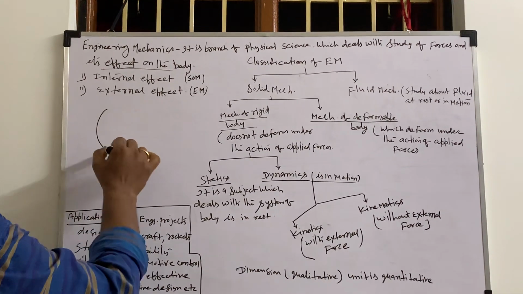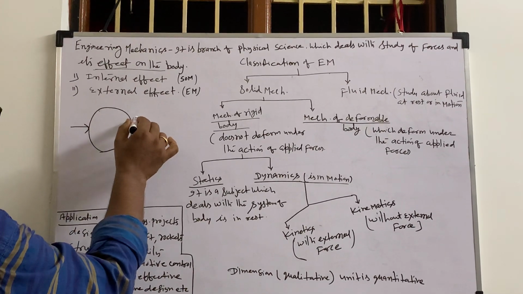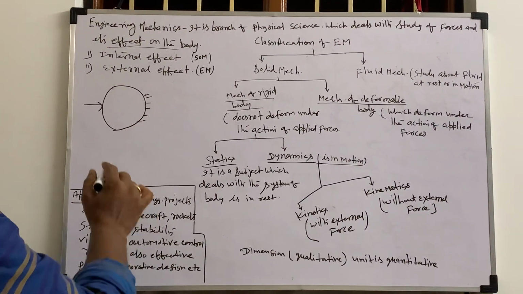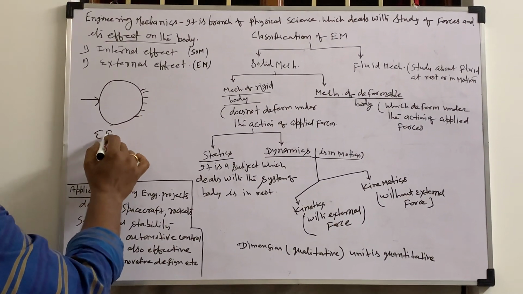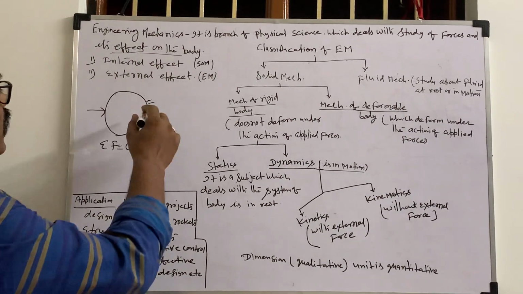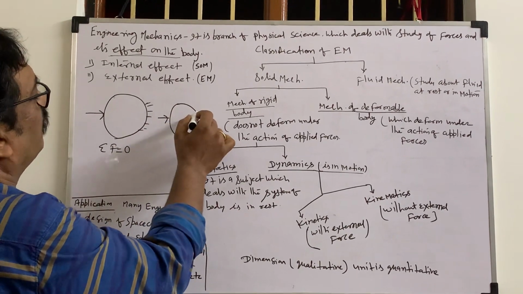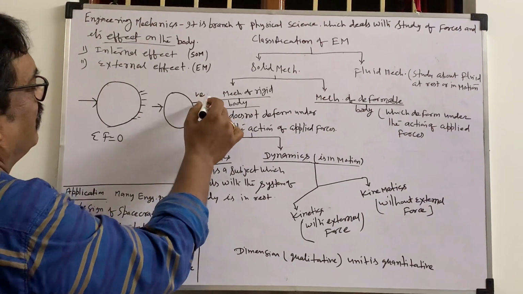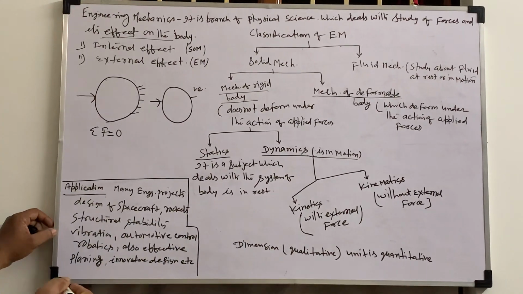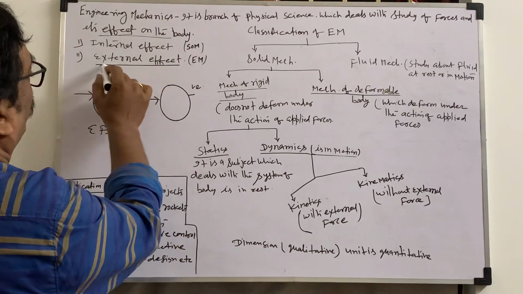Suppose one block is there. We are applying the force and we are providing the support. So what will happen? The body will be in static condition. Here total force will be zero. If we remove the support, what will happen? If we remove the support and apply the force, the body will move, with velocity, acceleration, displacement. What changes in velocity, what changes in acceleration, what displacement the body has, that will be studied in the external effect.